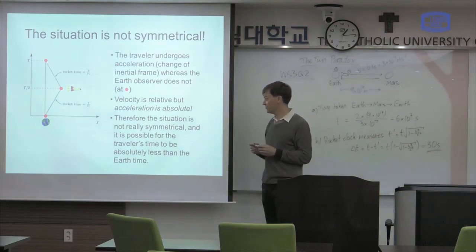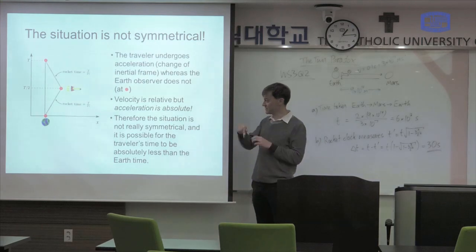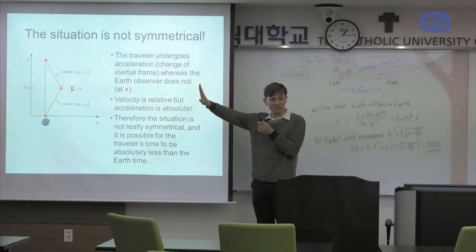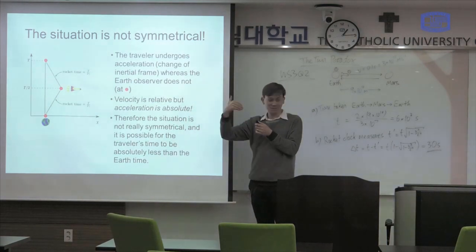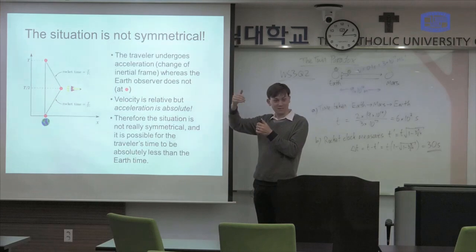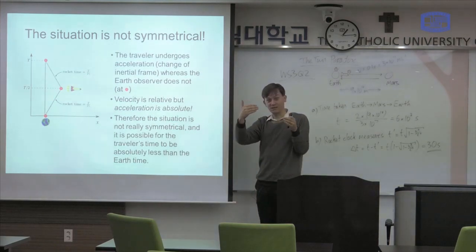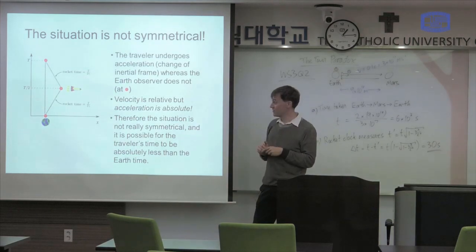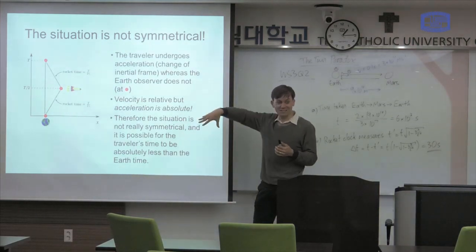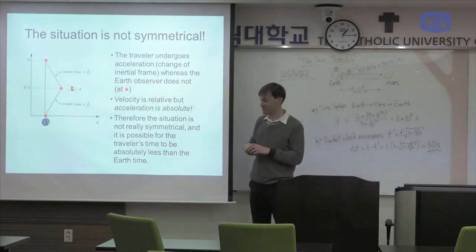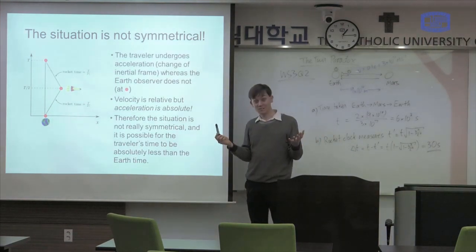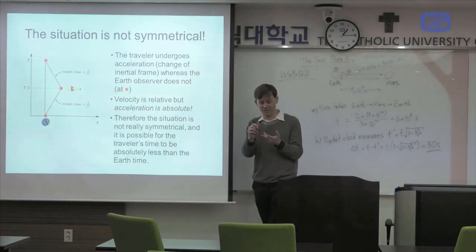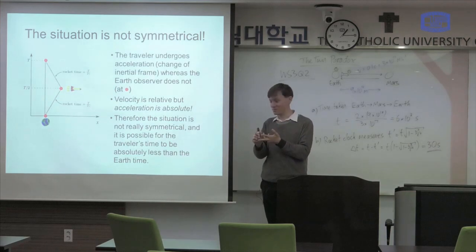Okay? So in particular, the rocket observer experiences acceleration first when he starts his journey. He has to move away from the Earth. Then when he stops and turns around, he has to accelerate to turn around. And then when he gets back to the Earth, he has to accelerate in order to stop again. So the rocket observer experiences these periods of acceleration. The Earth observer, except for the gentle acceleration of the Earth around the Sun, experiences nothing. Okay. So the situation is not symmetrical. Only one observer experiences acceleration, and that's the rocket observer, and the Earth observer does not.